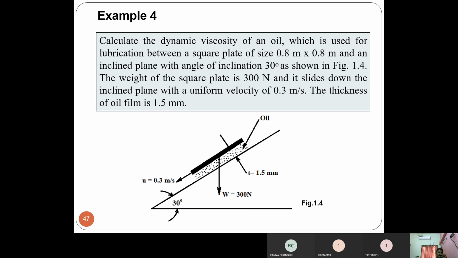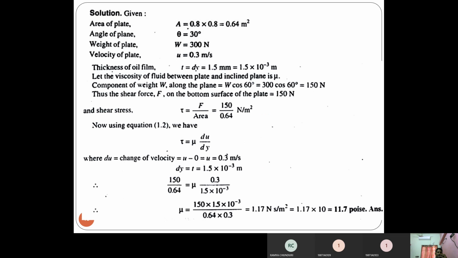Come to this slide. What is the weight component? W cos 60. W is 300 and cos 60 is equal to 1 by 2. 300 into 1 by 2, if we simplify it, we will get 150.